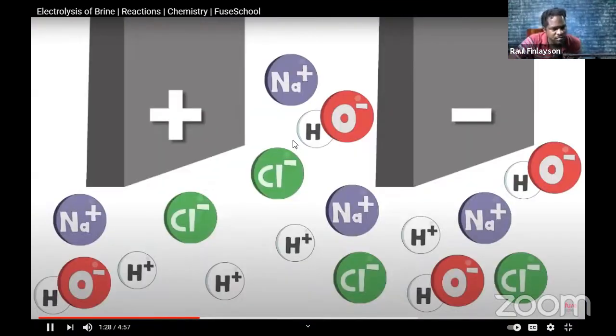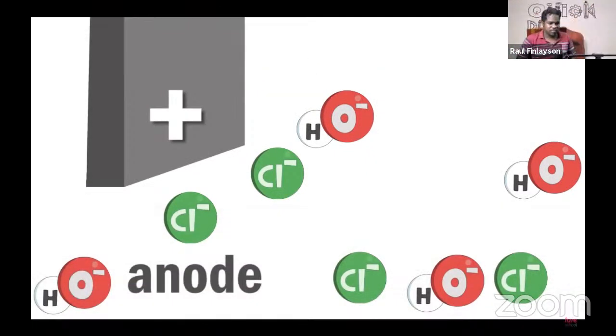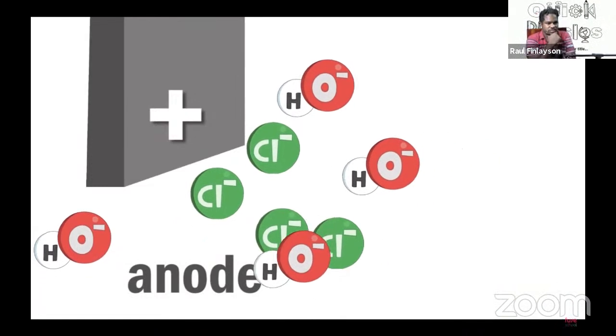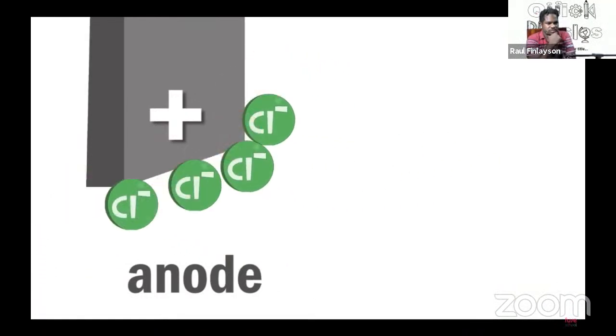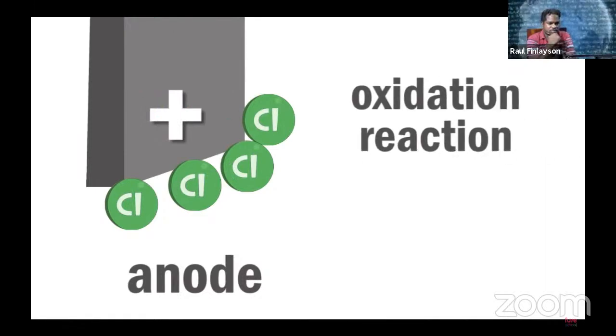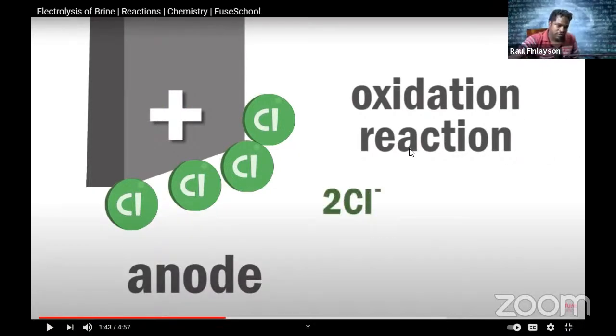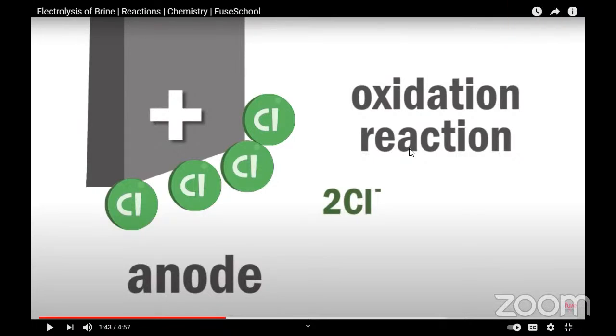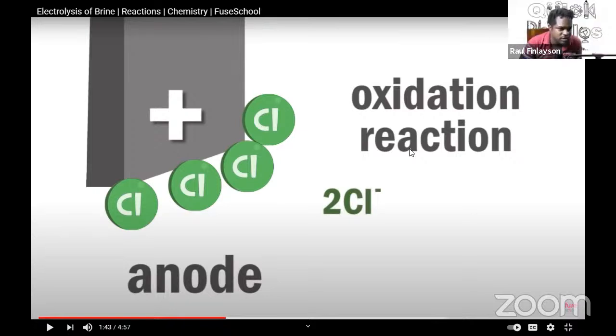Let's look at what's going on at each electrode. The anode is positive and attracts the negative chloride and hydroxide ions. The chloride ions give up their electrons to the anode and are oxidized to chlorine molecules. So now they are introducing this term, oxidation. Oxidation is the loss of electrons.